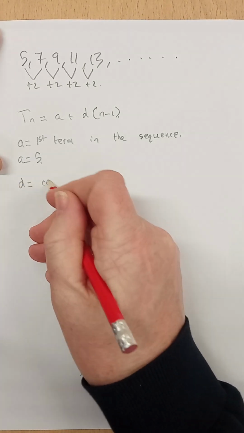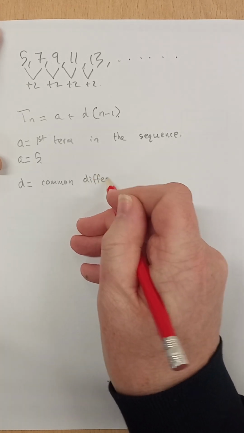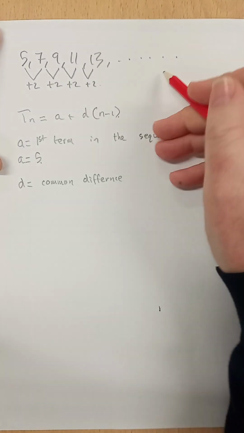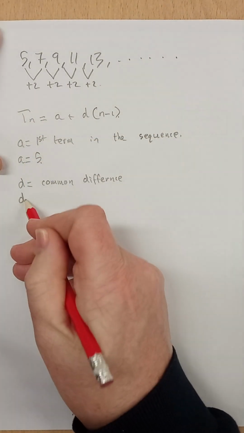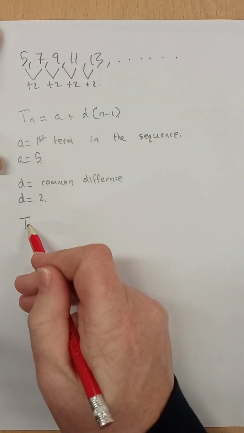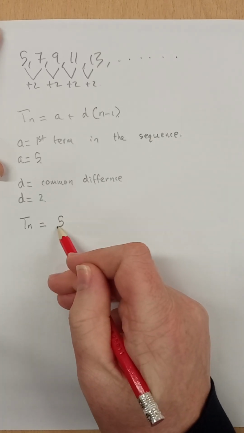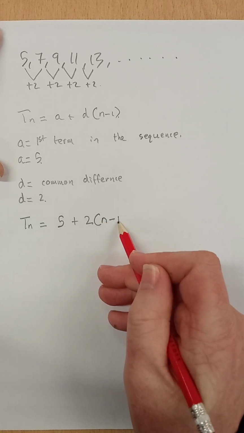D is the common difference. We've already discussed what the common difference is. It's the number that makes this a linear pattern. It's the difference between each that's the same. So in this case, D is 2. So I'm going to put these both into this formula. So our nth formula is 5 plus 2 times n minus 1.